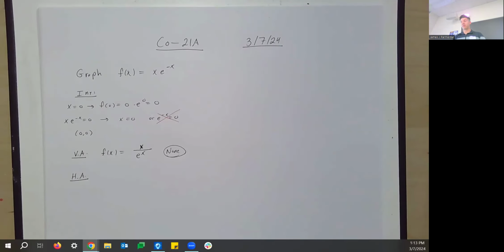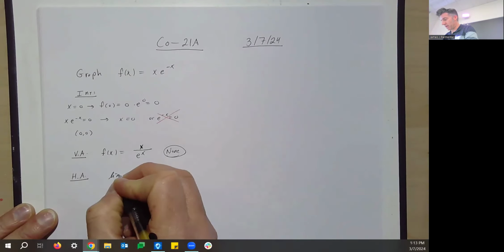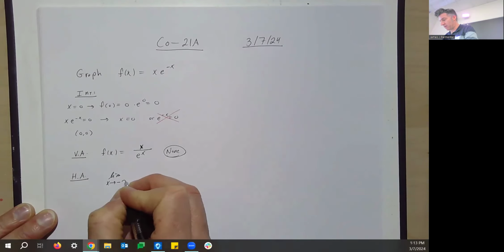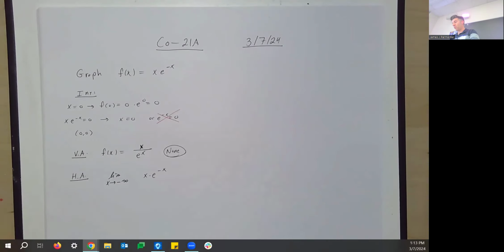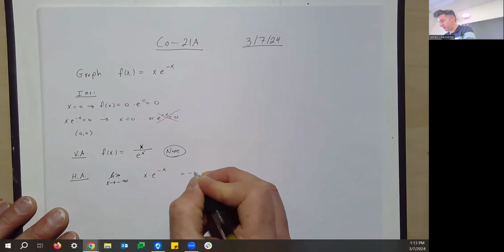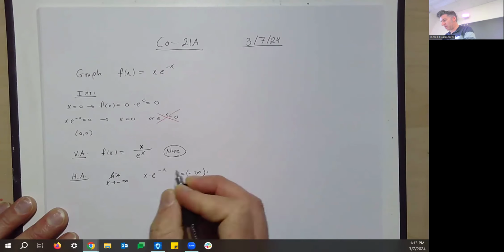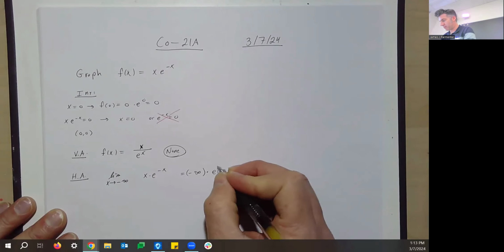So there is going to be a horizontal asymptote here. Let's talk about where it's going to be. To see where you might have horizontal asymptotes, we take the limits as you go way to the right or way to the left. Let's do the left-hand side first. So I take the limit as x goes to negative infinity of x times e to the negative x. What am I going to get? Well, I'm just going to plug it in and see what happens. If I plug it in, I'm going to get negative infinity times e to the negative infinity.